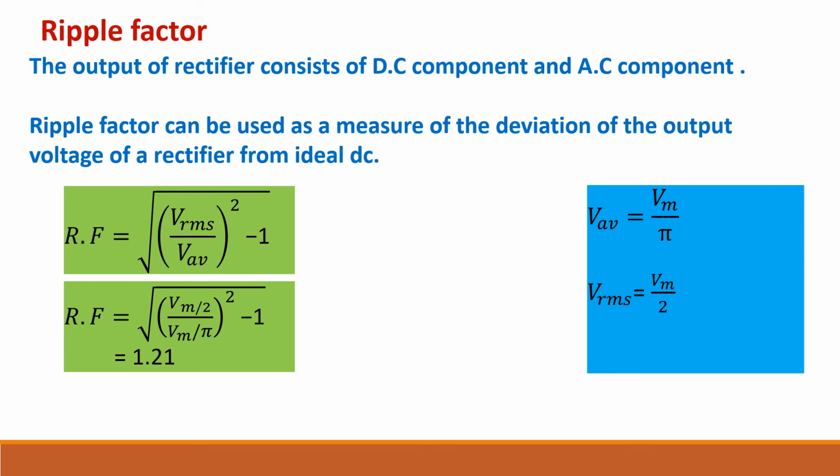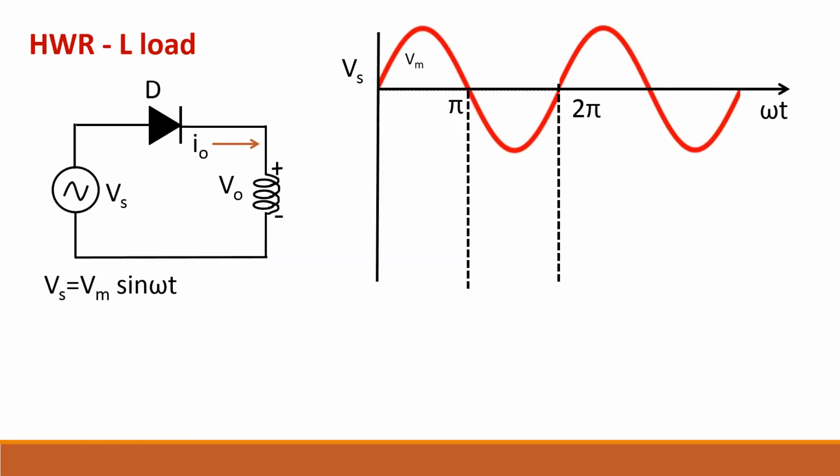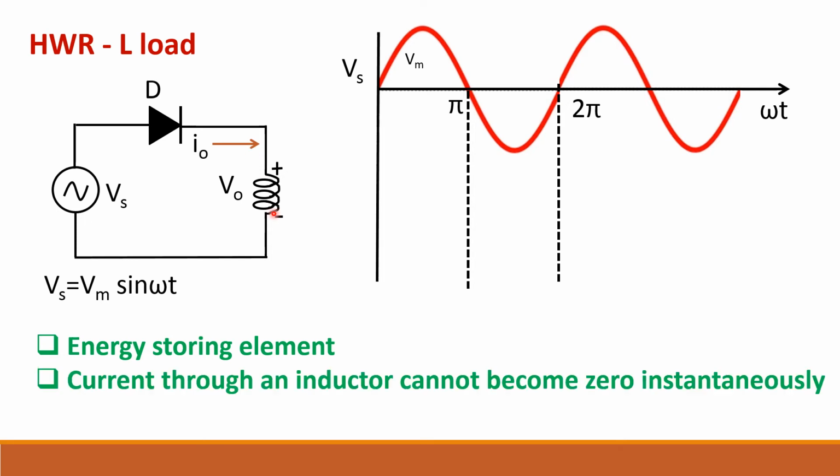So let us see the second type. Next is the half wave rectifier with L load. This is completely different from the R load because R is an energy dissipating element whereas L is an energy storing element. And the other thing is, when you pass a current through the inductor, it stores the energy, and this current through an inductor cannot become zero instantaneously. So you should provide some path for the current to flow, so that the energy stored in this will be released.